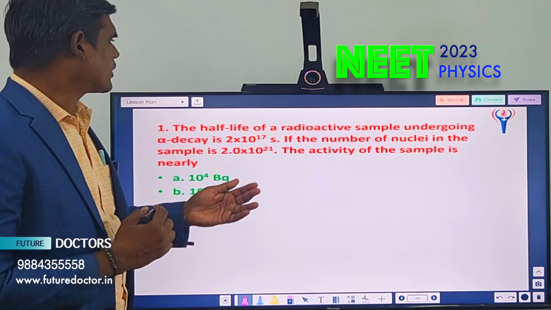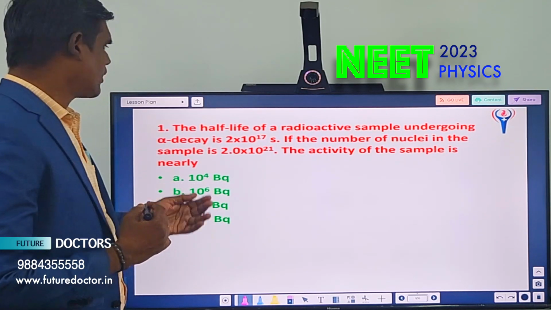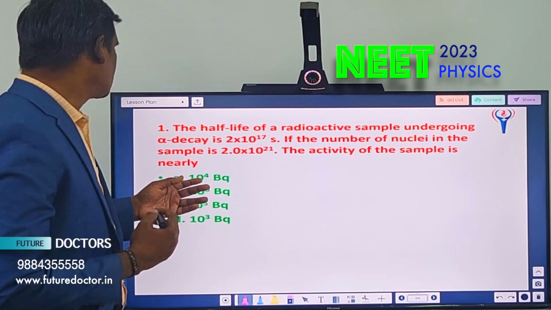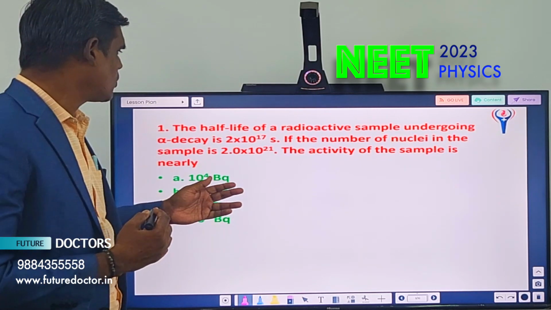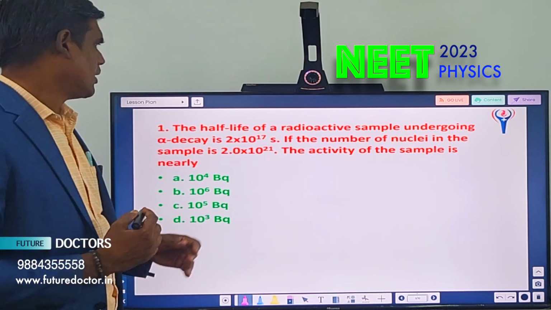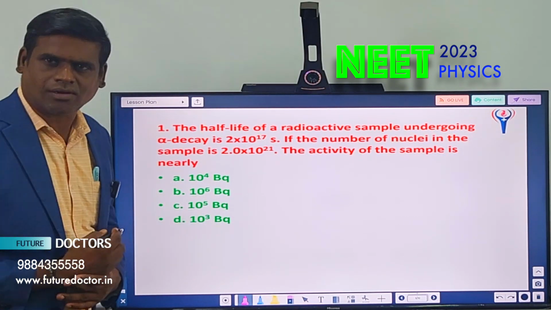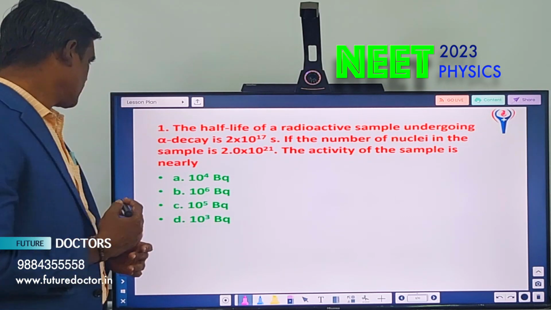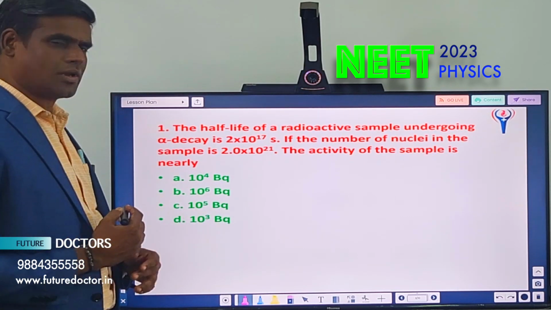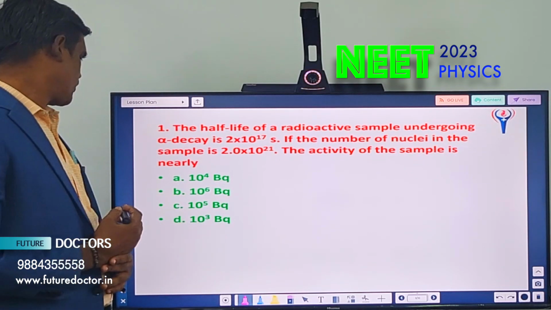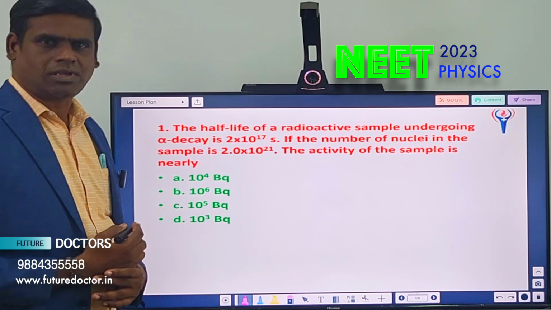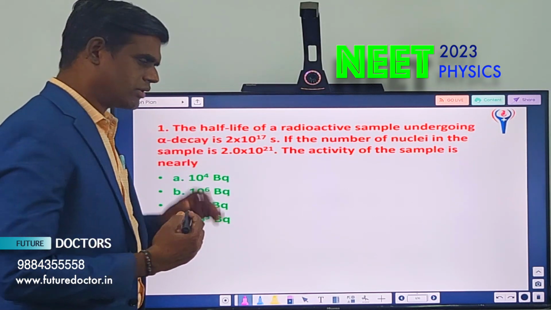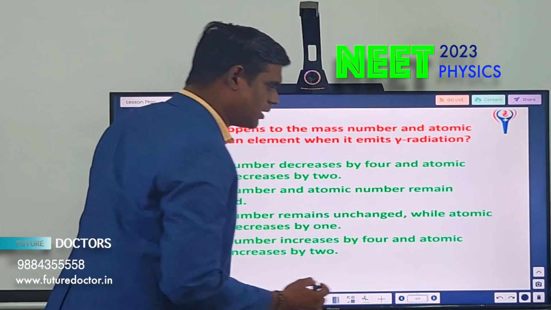The half-life of a radioactive sample undergoing alpha decay is 2 × 10^17 seconds. If the number of nuclei in the sample is 2.0 × 10^21, the activity of the sample is nearly dash. Option A, 10^4 Bq, that is becquerel. B option, 10^6 becquerel. C option, 10^5 becquerel. D option, 10^3 becquerel. You should know the formula for activity. By knowing the formula, you will solve this question. Let's move to question number 2.